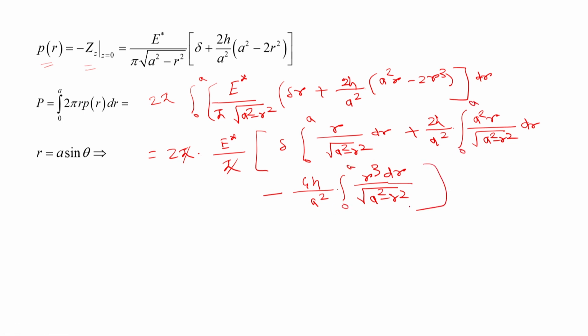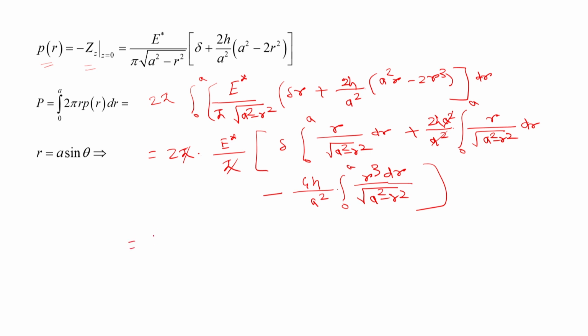So here 2 pi E star by p is taken out. So delta here times r by square root of a square minus r square, and then here it is 2h by a square. This a square I take outside, so a square gets cancelled. So I have r by square root of a square minus r square dr, that is correct, and minus 4h by a square, and then it is r cube into dr, and like that.